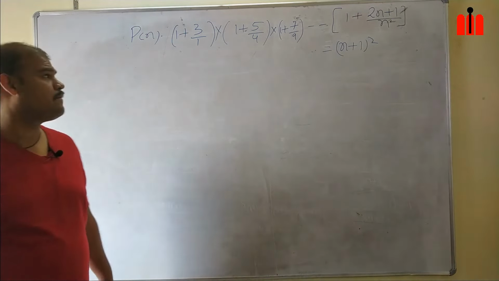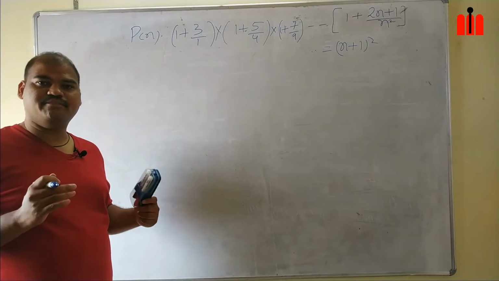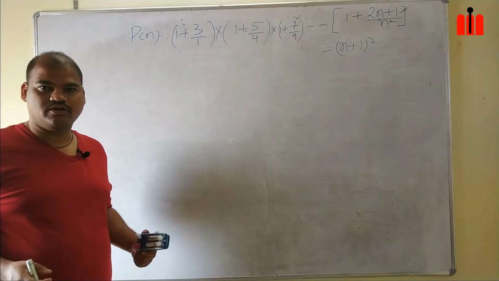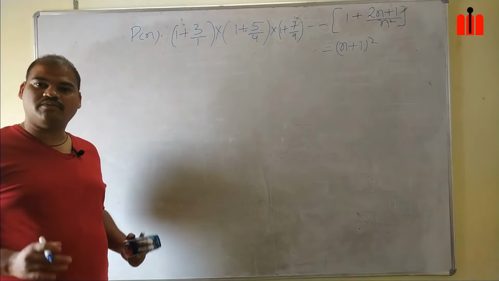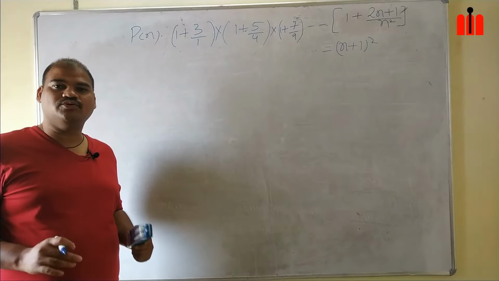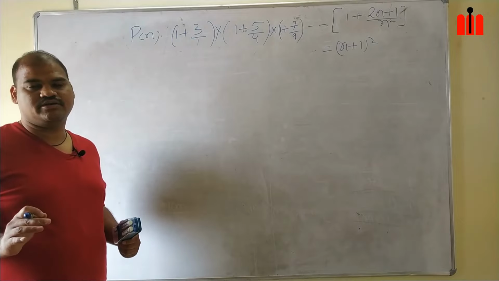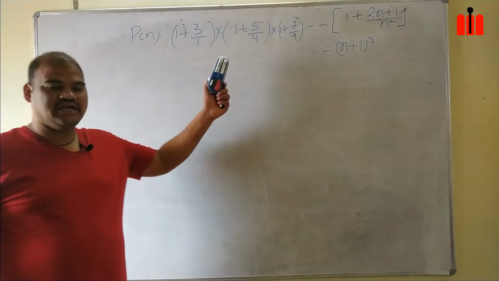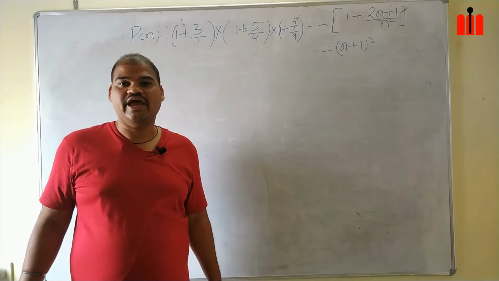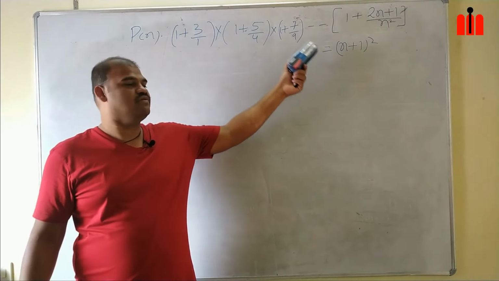Now my problem is P(n): 1 plus 3 by 1 into 1 plus 5 by 4 into 1 plus 7 by 9 into dash dash dash up to 1 plus 2n plus 1 by n square. So what is the specialty of this L.H.S. is, here the terms are not in addition. All terms are in multiplication. You see the multiplication sign over here.